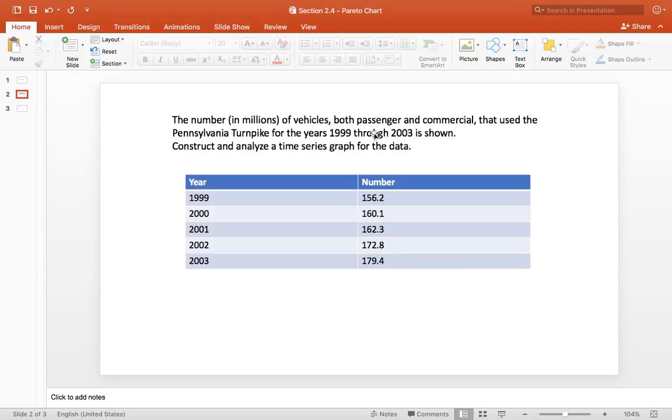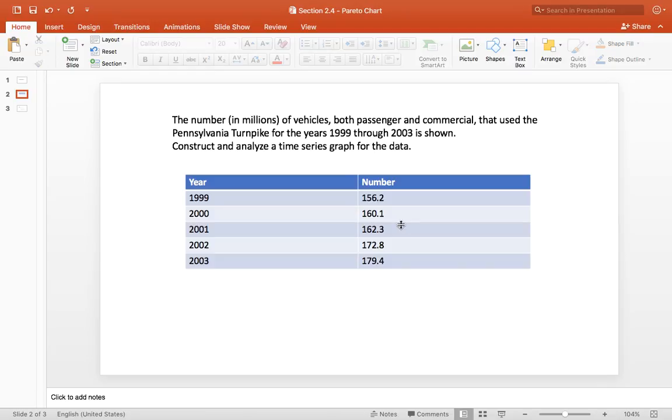All right, so for a time series graph, the problem that we're going to be doing is the number in millions of vehicles, both passenger and commercial, that use the Pennsylvania Turnpike for the years 1999 through 2003. Construct and analyze a time series graph for the data. So here's the data that's given to us from 1999 to 2003, and this is the number of millions of people that have used the Pennsylvania Turnpike over these years.